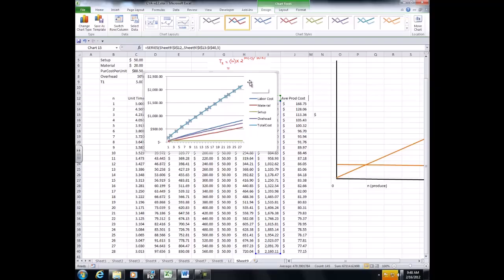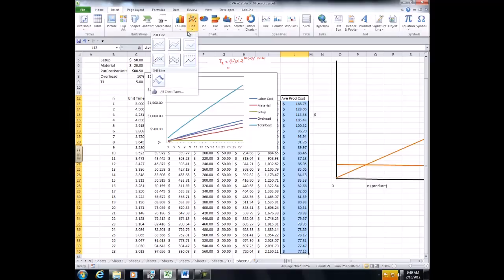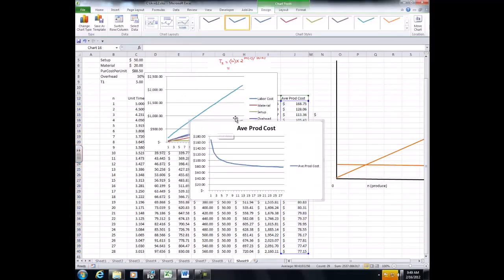Now, in the assignment, I asked you to create this kind of graph as well as a graph that shows the average cost. Meaning, create a graph on this column. What do you think the shape will be for the average production cost column? It'll curve down. All right. So let's see how exactly it appears. There you go.